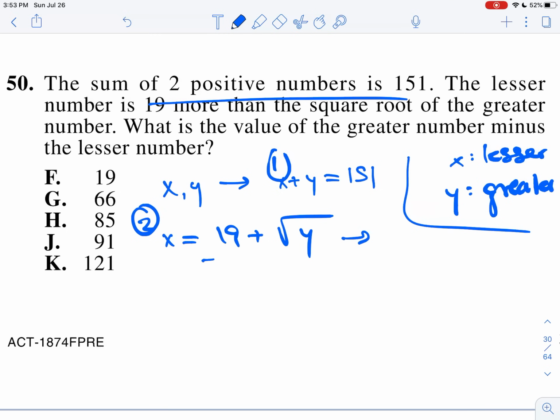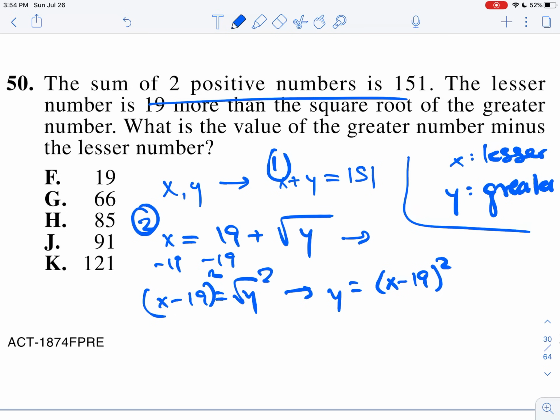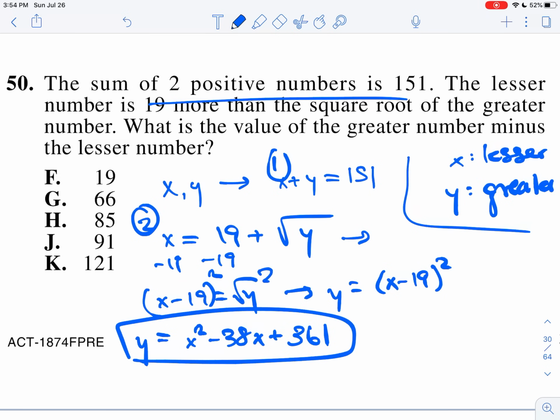So we get, let's subtract 19 on both sides. x minus 19 equals square root of y. All right, now we can square both sides. y equals x minus 19 squared. If you FOIL that out, you get y equals x squared minus 38x, or sorry, plus 361. I'm going to plug all this into the y that's up here for equation 1.